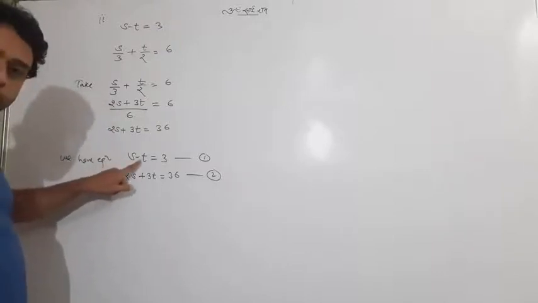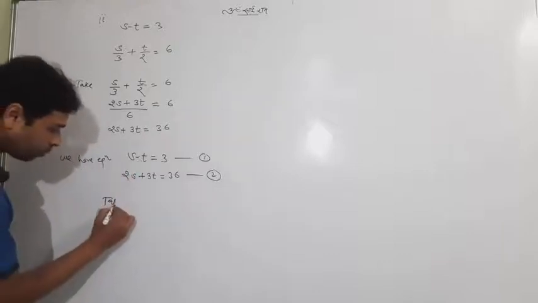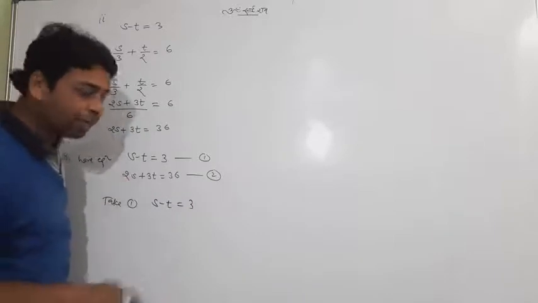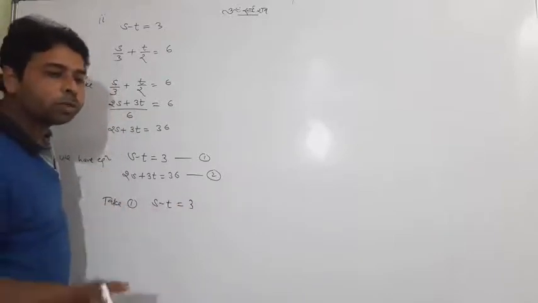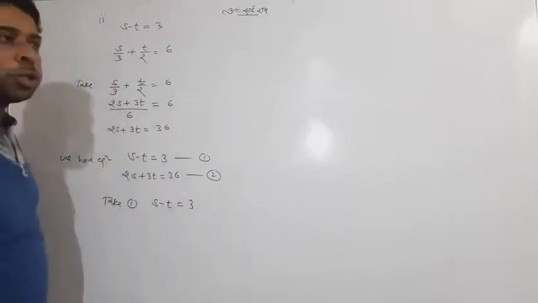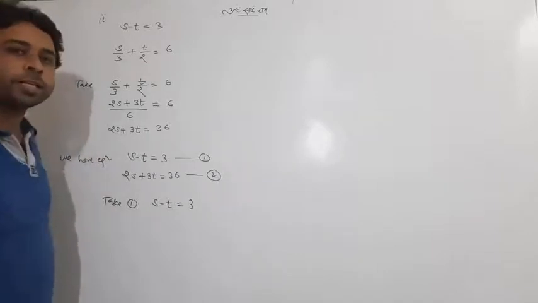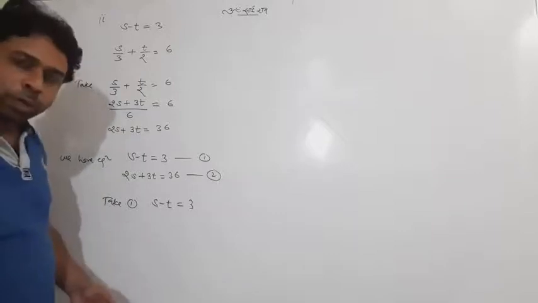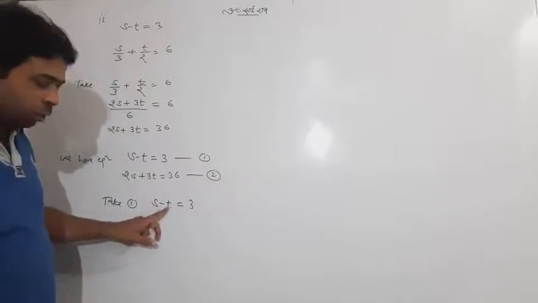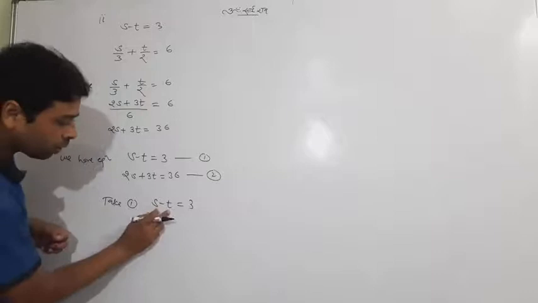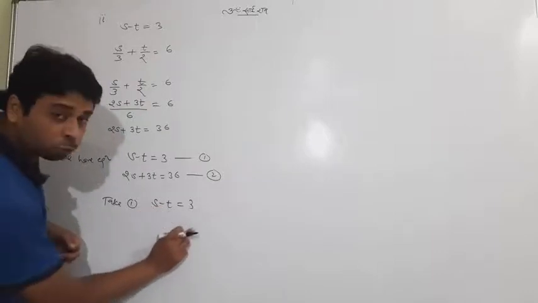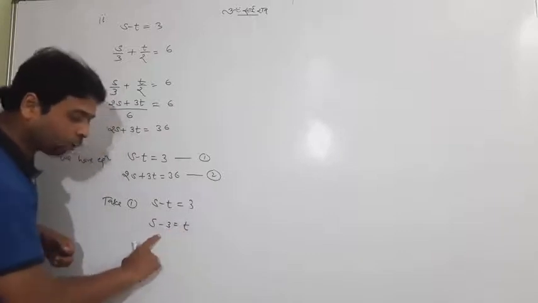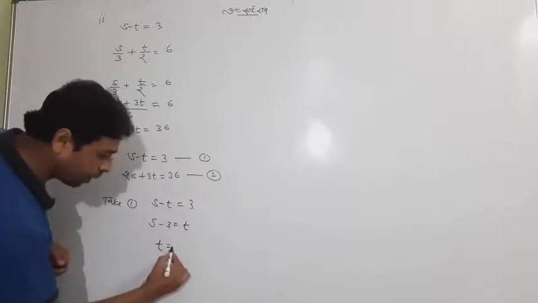Suppose the first is easy. Take s minus t is equal to 3 and find the value of either s or t. Don't get confused: in the last question, when I told you the procedure, the equations contained x and y. This time the equations contain s and t, so don't worry about that. Find either s or t, whichever you feel is easy. In front of t there is a minus sign, so I transfer t and I transfer 3 here, and I get the value of t in the form of s.